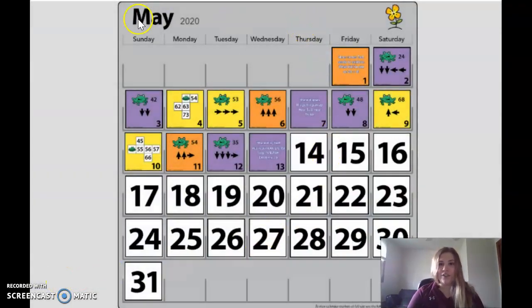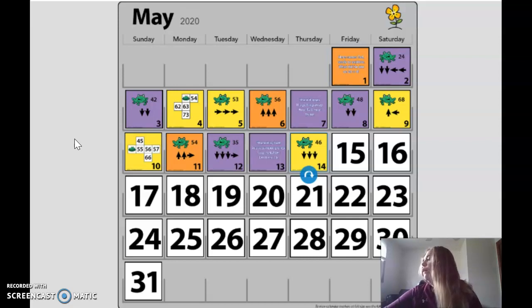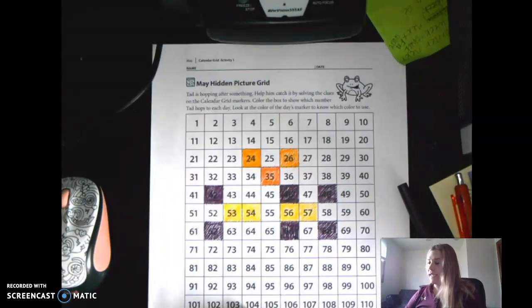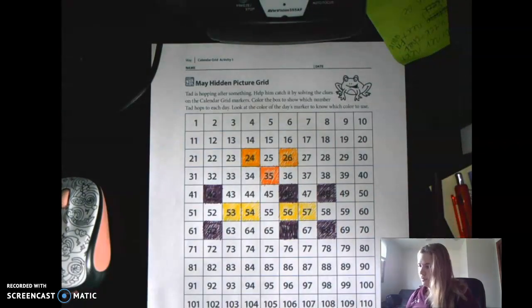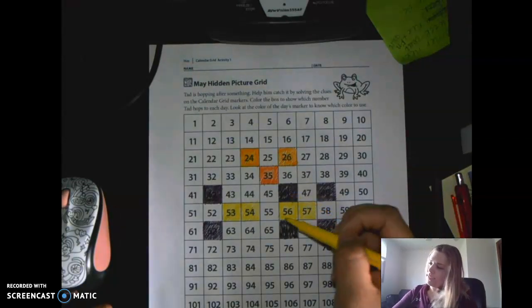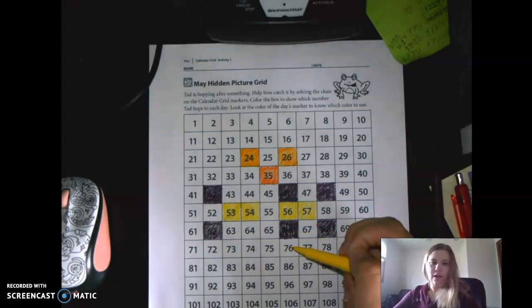All right, today is Thursday, May 14th, 2020. And we have a yellow card. So I'll grab my yellow marker, my yellow pen. And it says we start on 46 and go down, down, down. Let me turn my light up. There we go. We go to 46 and we go down, down, down. 46, down, down, down. Brings us right to 76.